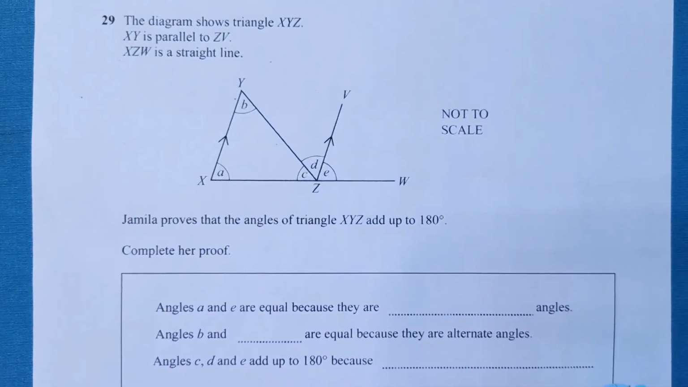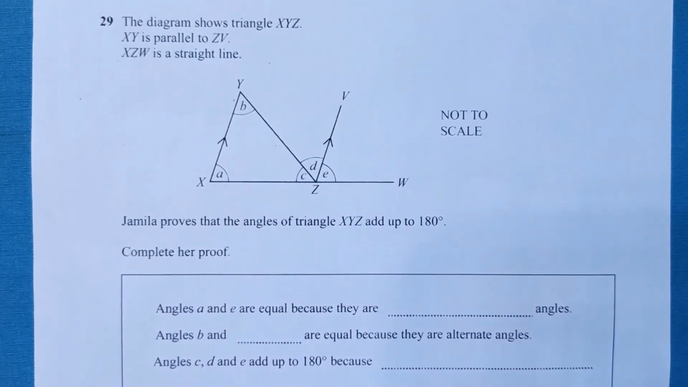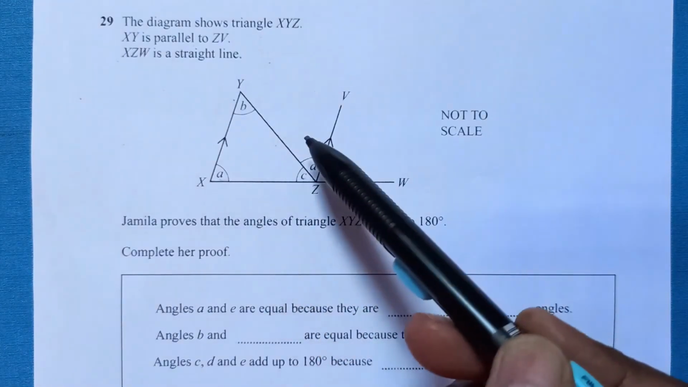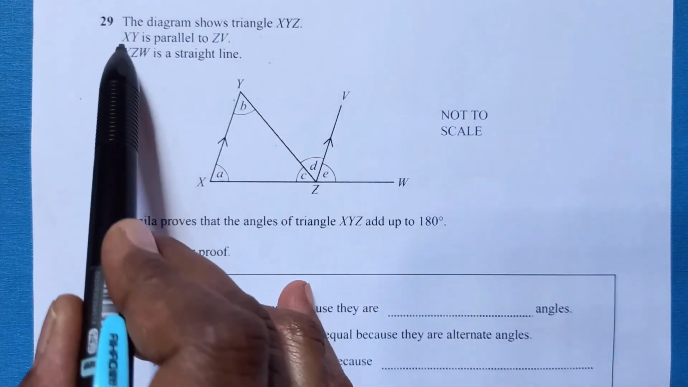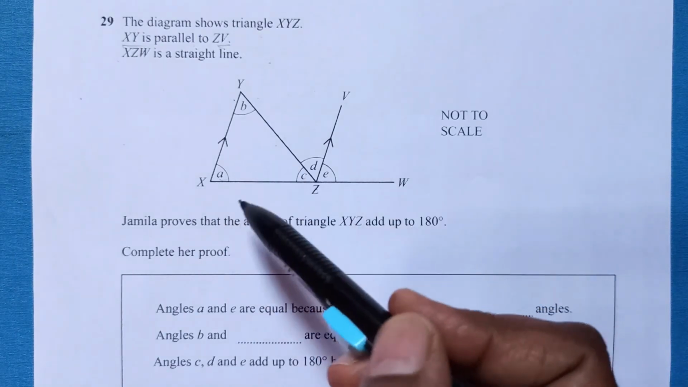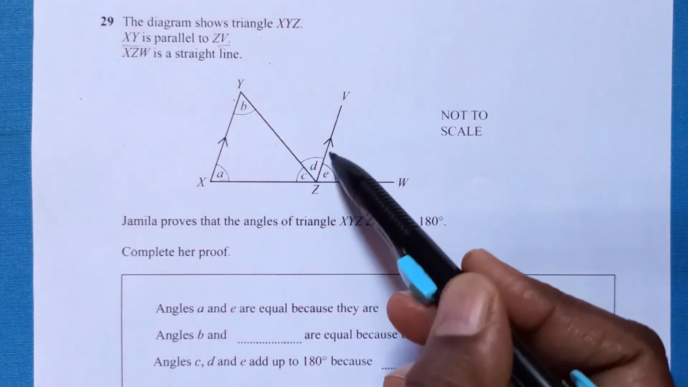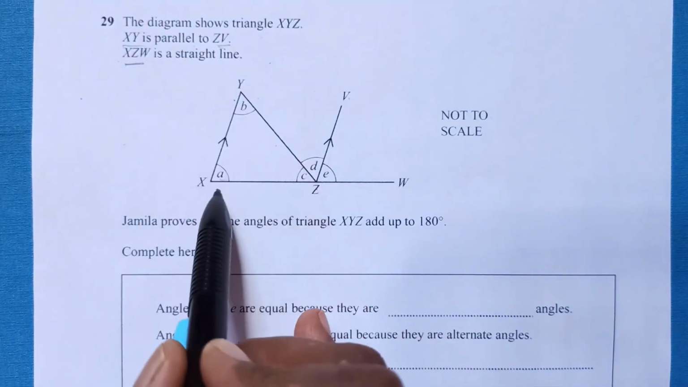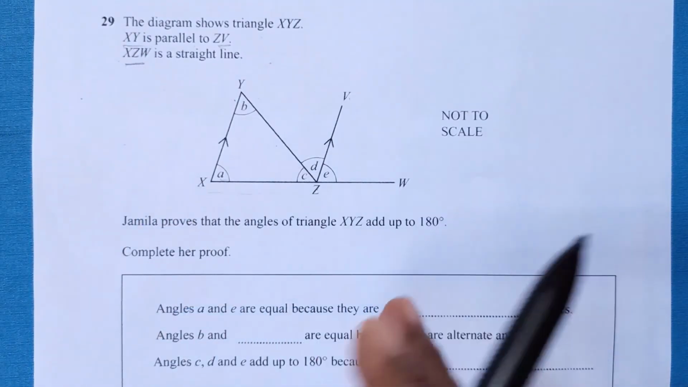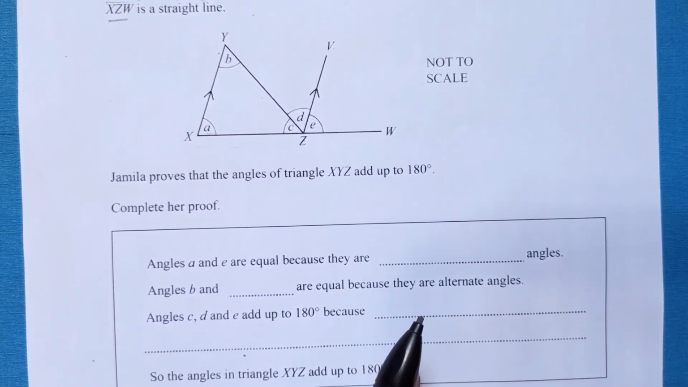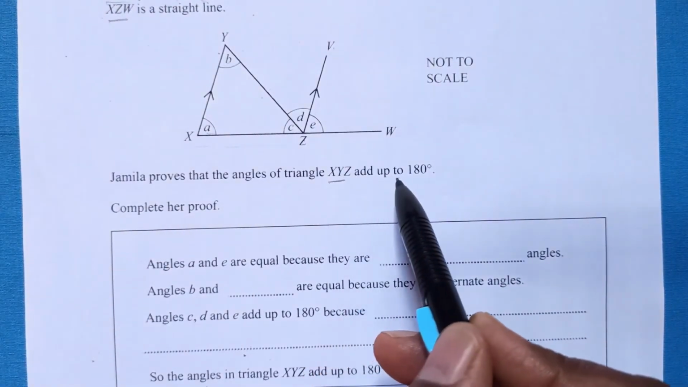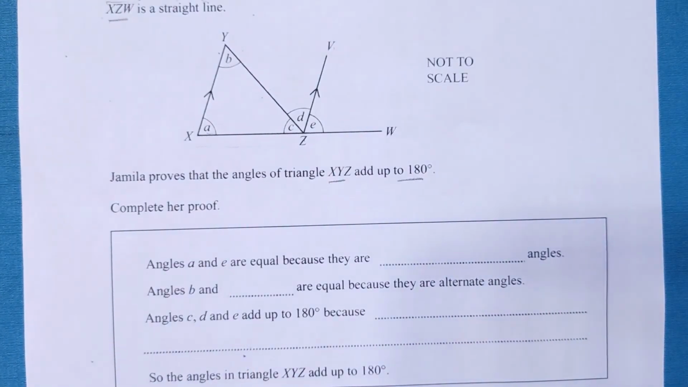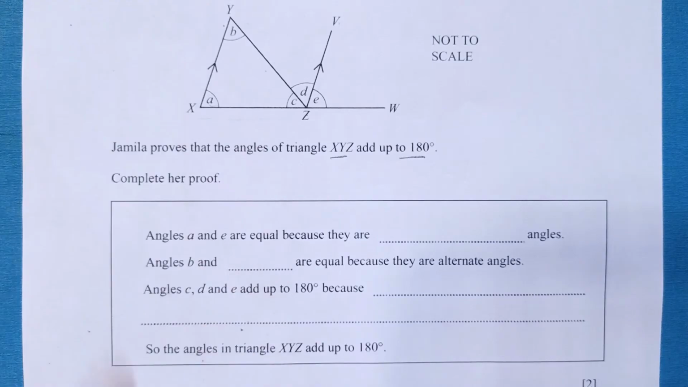Number 29. This is the last question of this paper. The diagram shows a triangle XYZ. We have X, Y and Z. XY is parallel to ZV. XZW is a straight line. This one is a straight line. Jamila proves that angles of triangle XYZ add up to 180 degrees. Complete her proof. So we need to complete this from the diagram.